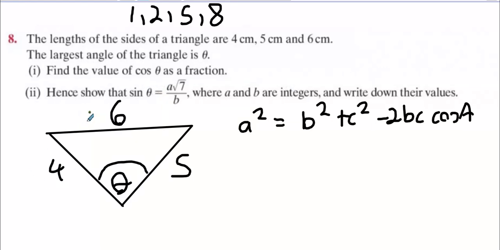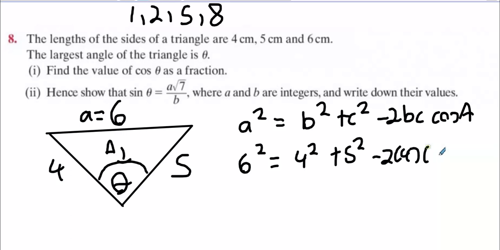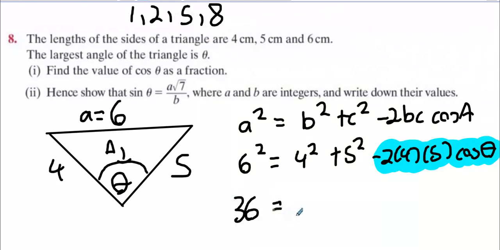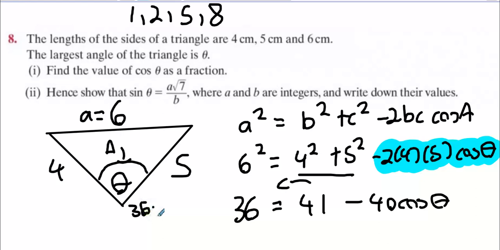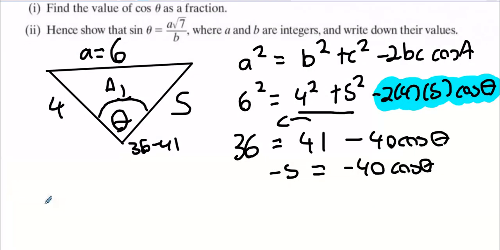So we call you big A. That's 4 and 5. Get this on its own, and then get cos theta on its own. 41 minus 40. Bring the 41, take it away from the 36. Gives me minus 5. What's minus 5 divided by minus 40? Oh, sorry, an 8. We got cos theta equals 1 over 8.